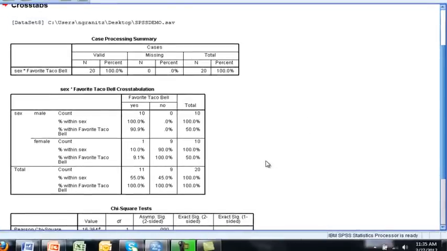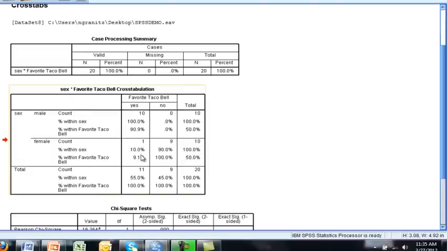Now, if you're just looking at this table, would you say there is a difference between males and females on whether they like Taco Bell as their favorite? If you look within sex for males, 100%, 10 out of 10 choose Taco Bell. If you look at sex within females, only 1 out of 10, or 10%. So looking at the table, we can say there's a difference. The question is, is this difference significant?